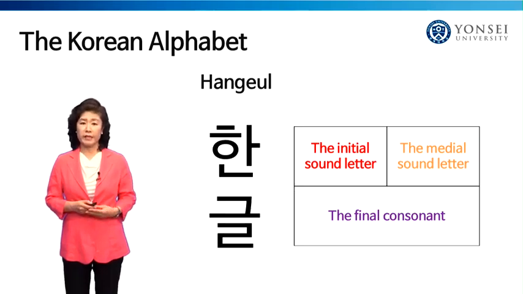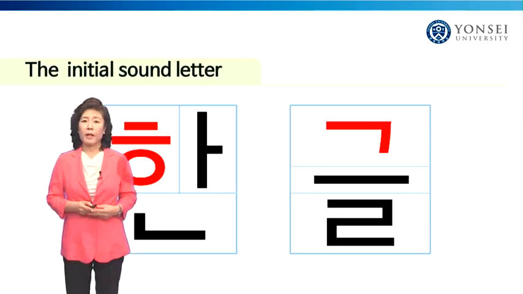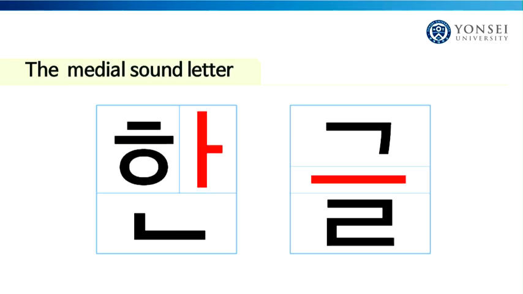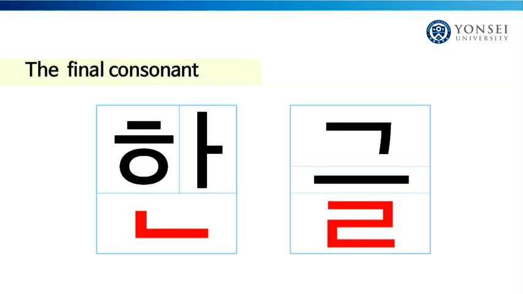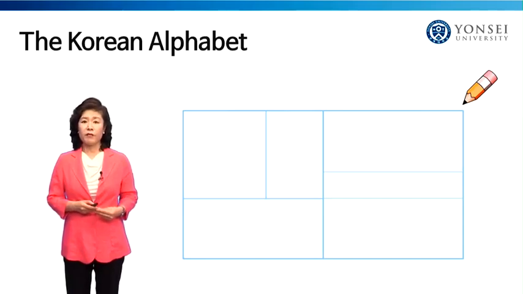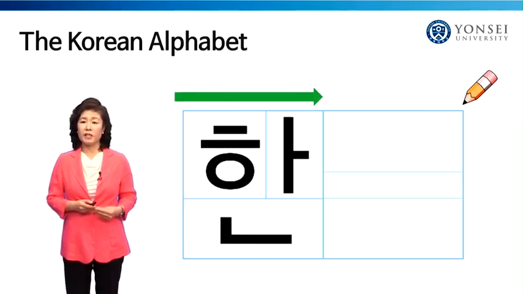justifiably proud of it. Hangul is composed of a consonant and a vowel, forming one syllable. In each syllable, there is a beginning consonant or initial sound, a middle vowel or medial sound, and an optional final consonant that forms a character. Hangul is written from left to right and top to bottom.